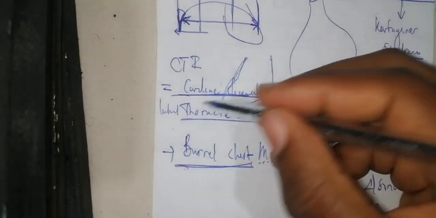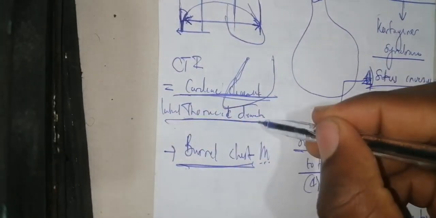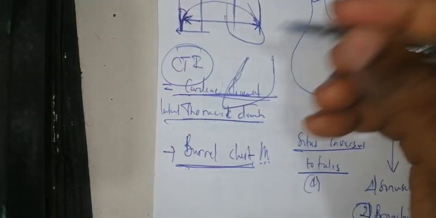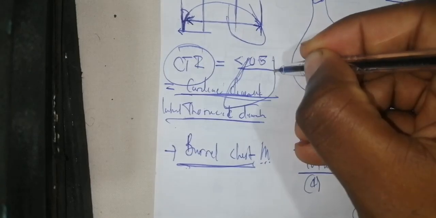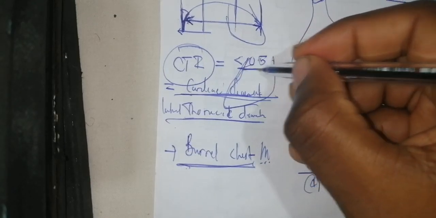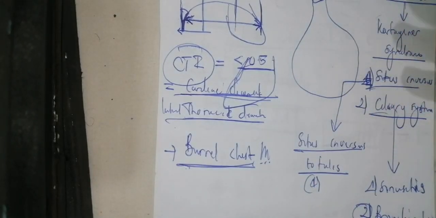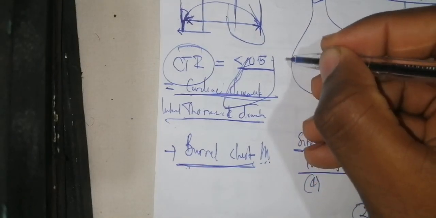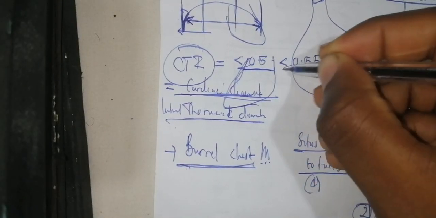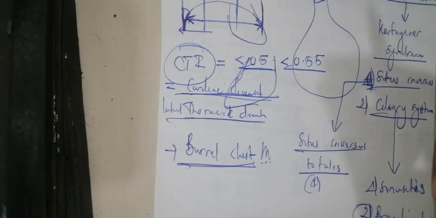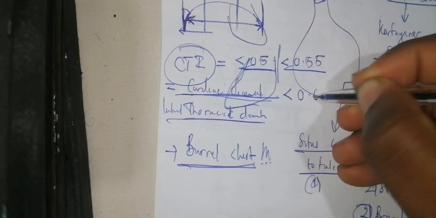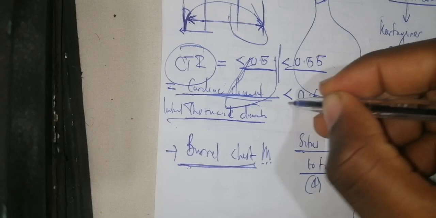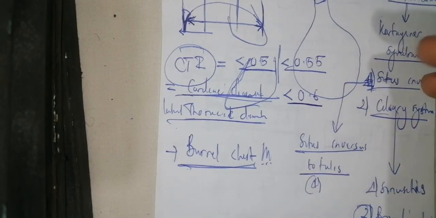So when you measure the cardiothoracic index, which is the cardiac diameter divided by the lateral thoracic diameter, if the cardiothoracic index is less than 0.5, it is good. Is it clear? The cardiothoracic index has to be less than 0.5 in adults. In children, it has to be less than 0.55, because the heart of children is slightly higher than that of adults. In neonates, it has to be less than 0.6. Is it clear?